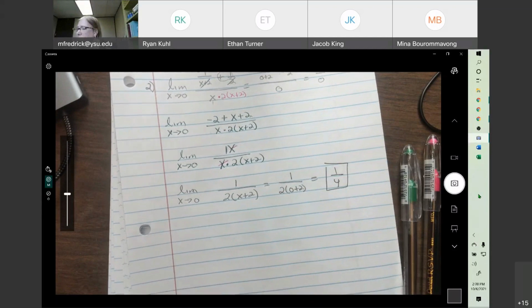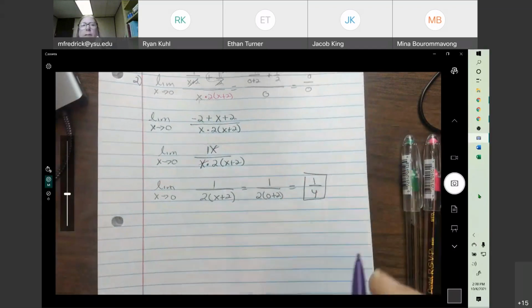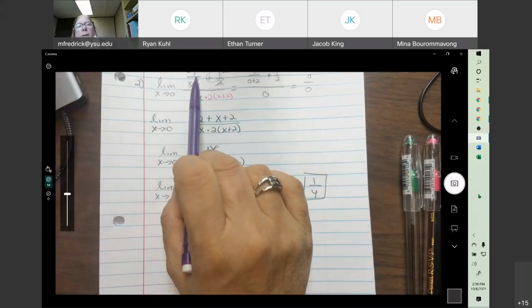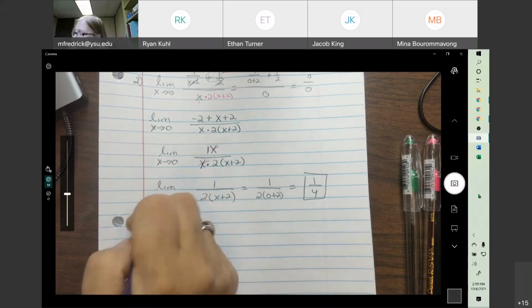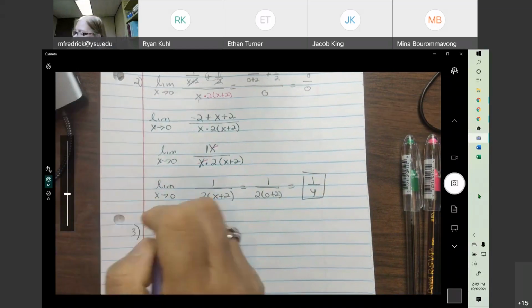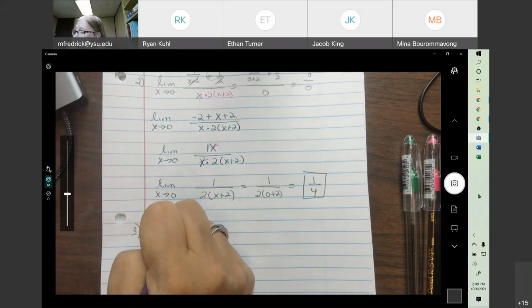Okay, let's try another one. Well, we're going to do the next kind, I guess. Are there any questions on the complex fraction? The other case is if you have a radical.